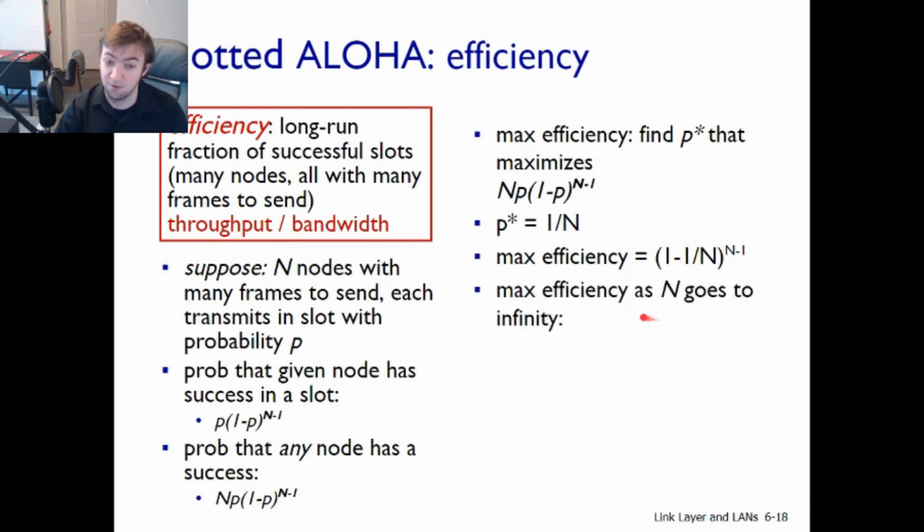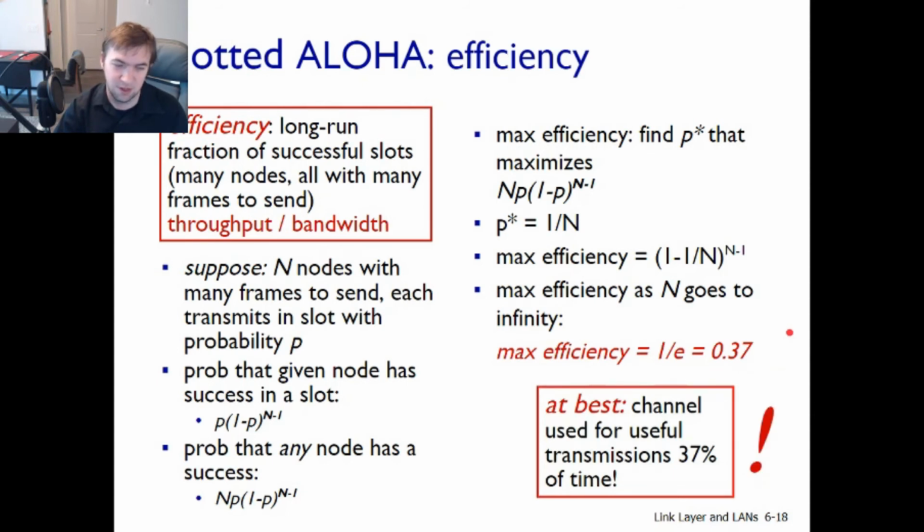And so as the number of nodes goes to infinity, the maximum efficiency you have is 1 over e, which is 0.37. So in other words, this channel is really only used for useful transmissions 37% of the time.